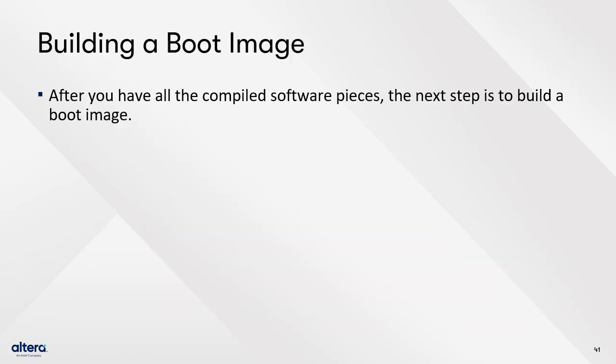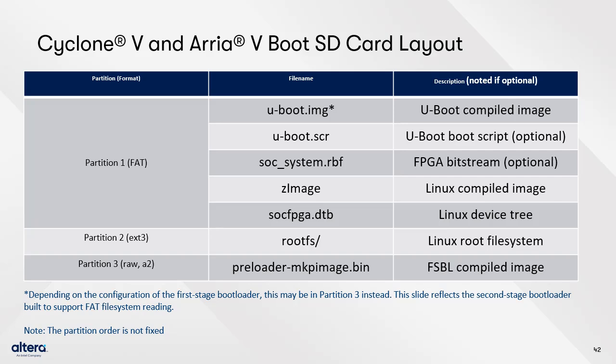After you have all the compiled software pieces, the next step is to build a boot image. The next slides will introduce you to doing that. Here is an example of an SD card layout that will work as a boot media for Cyclone 5 or Arria 5. It shows all of the files needed to successfully boot the SoC FPGA, as well as a few optional ones. Notice it has 3 partitions.